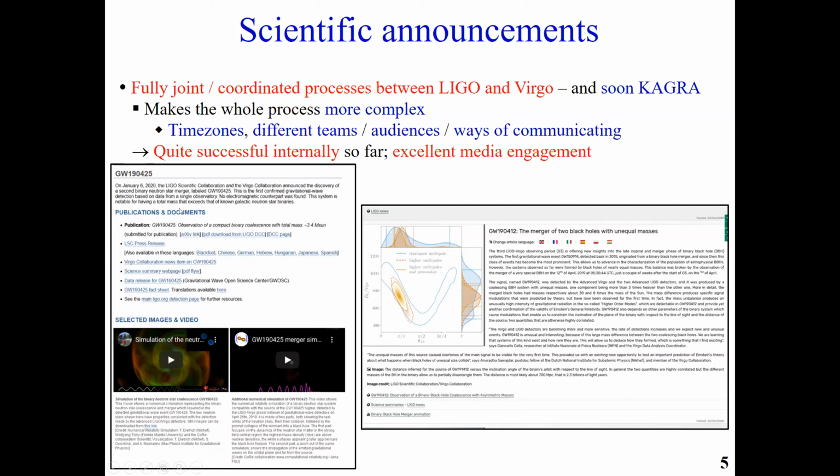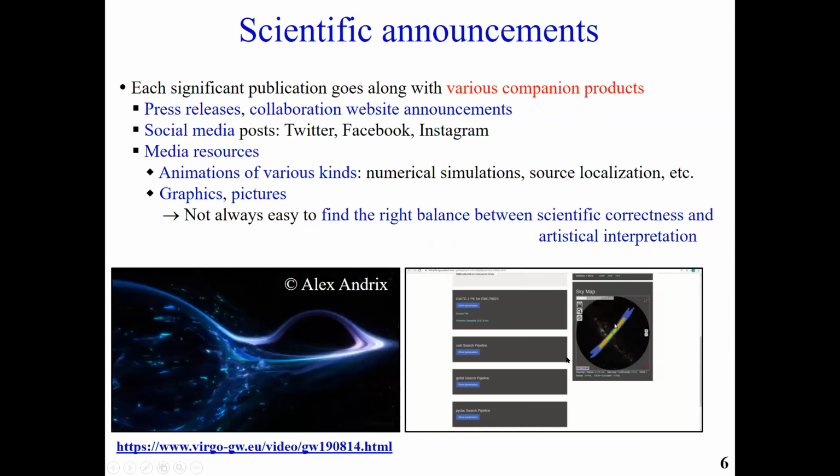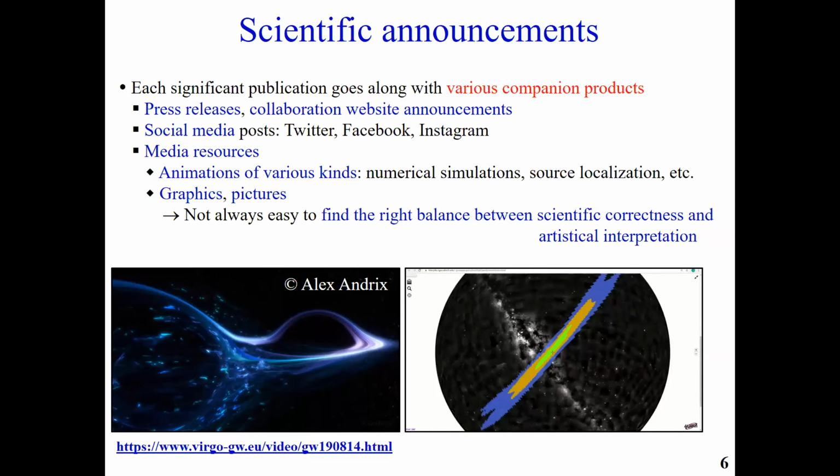So on the left, you have one detection announced on the LIGO side, and on the right, another of these early or free detections announced on the Virgo side. So one thing that is good is that parallel to the scientific publication, we release various companion products in addition to the press release and the website announcement I just showed you. There are, of course, social media posts, also media resources, various animations, graphics, pictures.